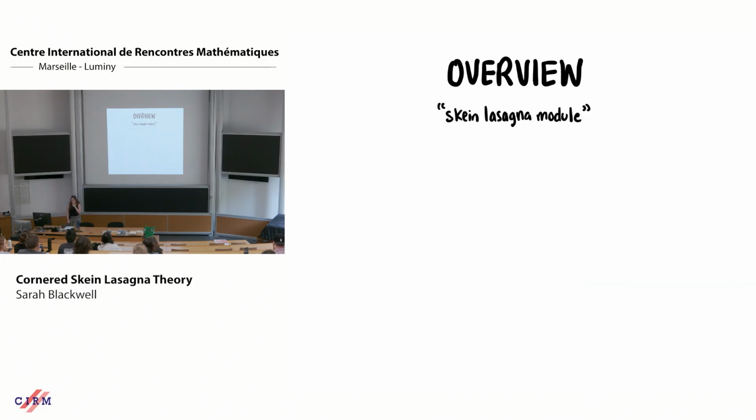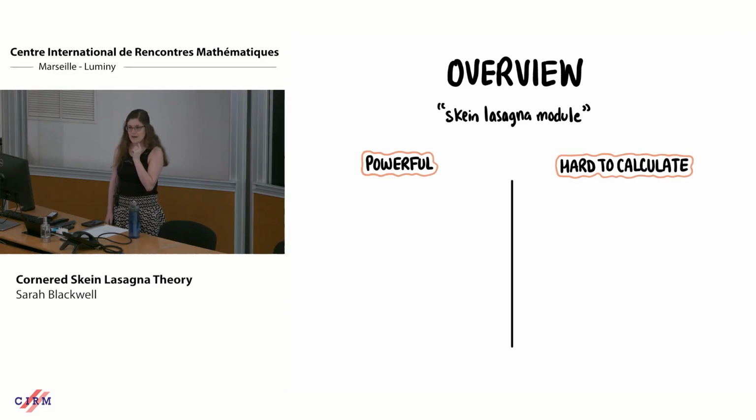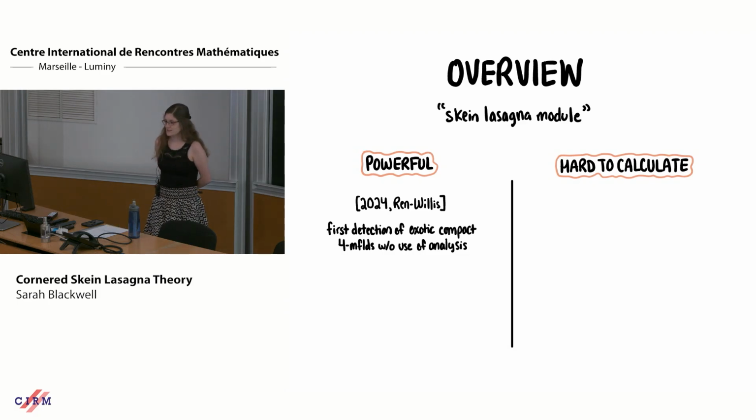Okay, so the skein lasagna module. On the one hand, like all good things in life, it's powerful, but it's hard to calculate. One reason for saying it's powerful is the following preprint by Ren-Willis that people are very excited about that came out last year. They used this invariant coming from skein lasagna module theory to detect exotic compact four-manifolds without the use of analysis.